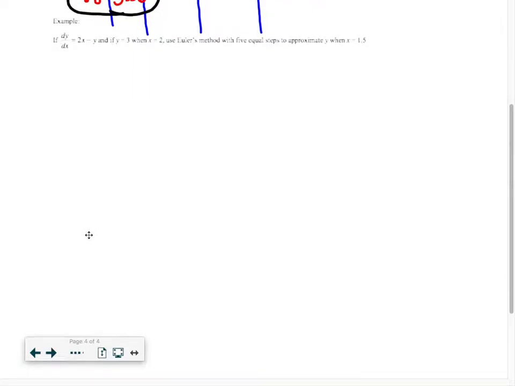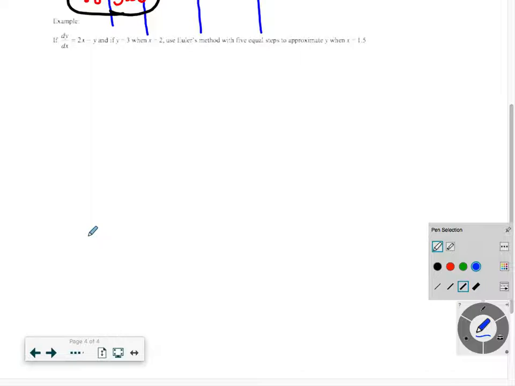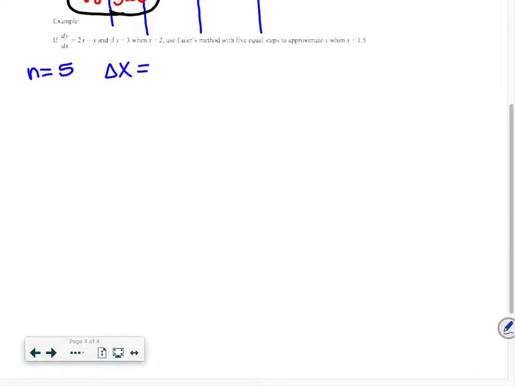How many steps do we get to take here? 5 steps. Okay, so what I want you to determine for me is the delta x. Darby, what's our delta x? -0.3. How'd you get that? 1.5 minus 3 over 5. Why did you choose 3?